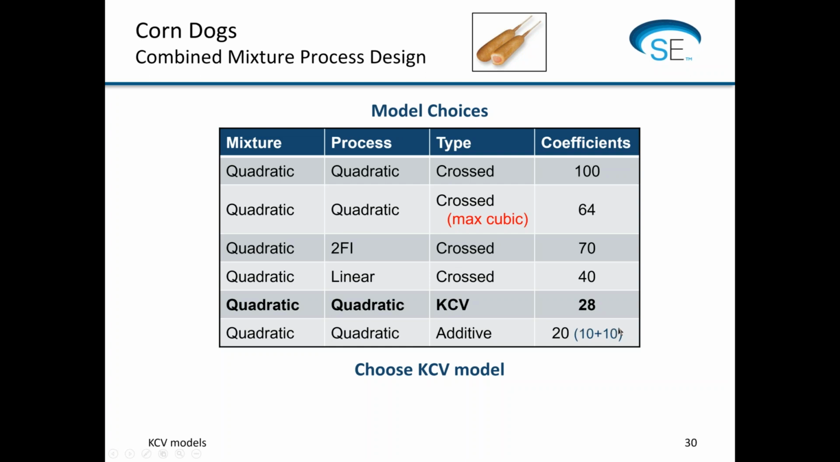Because again, having done DOE for over 40 years now, I've seen too often where the models get too big. So then the people say, well, we're just going to do the mixture and we're going to do the process separately. That's the same as doing the additive because it's all we can afford to do. Well, the KCV gives us an option that's not that much more costly and does a pretty good job of linking the two together.